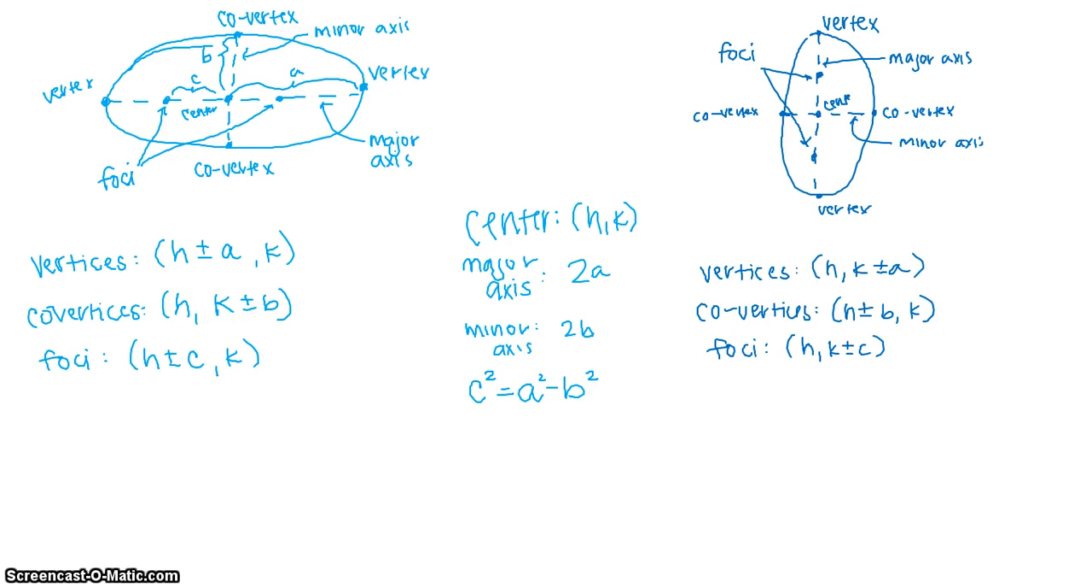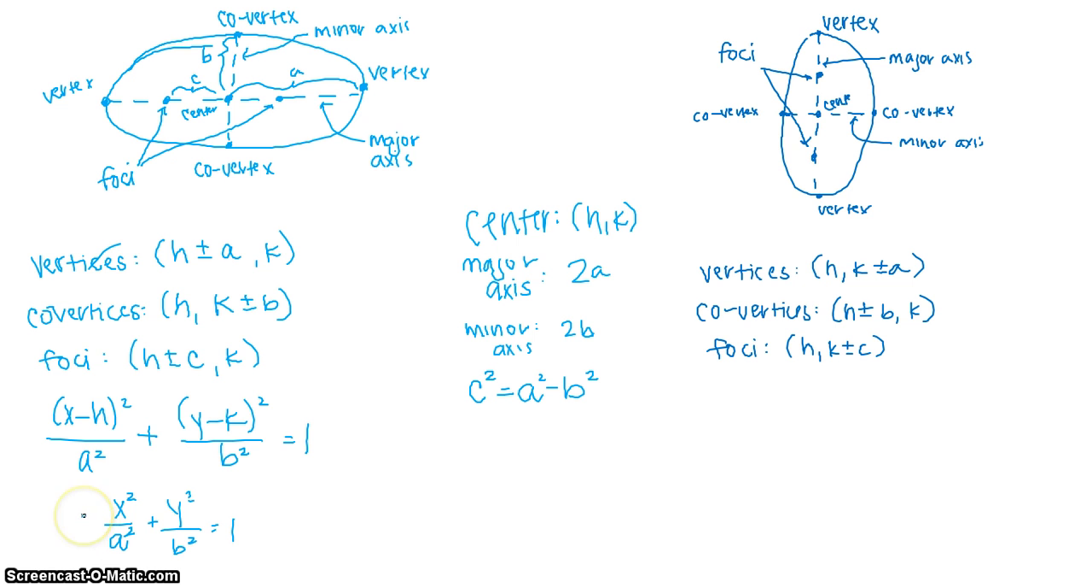If we have a horizontal major axis, then I have (x minus h) squared over a squared, remembering that a is just half the length of your major axis, plus (y minus k) squared over b squared equals 1. If the center is at the origin, then that would just be x squared over a squared plus y squared over b squared equals 1. Again, that's your center at the origin. The other case is (x minus h) squared over b squared plus (y minus k) squared over a squared equals 1. Again, similarly for the center at the origin.